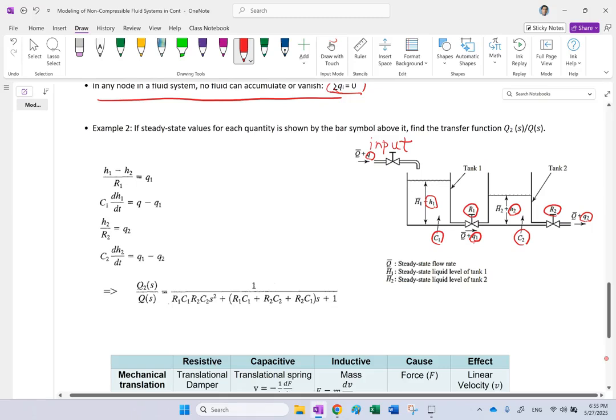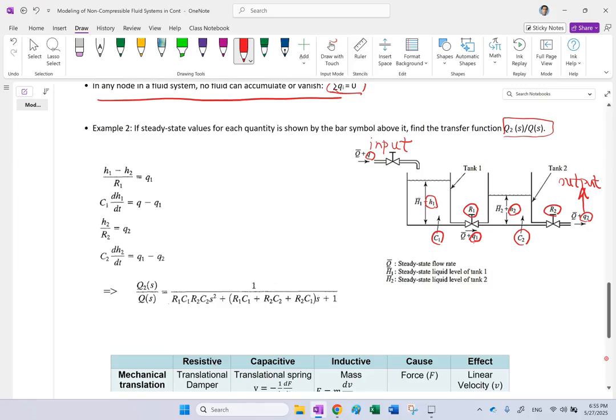So what is it that you want? If I want to control the flow rate out of the last tank, that is my output of the system, and the input is the first Q, so I want Q2 of s over Q of s, output over input. How can you find that for me here, where I have 3 valves and 2 tanks?